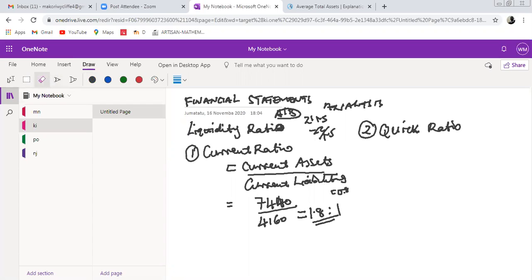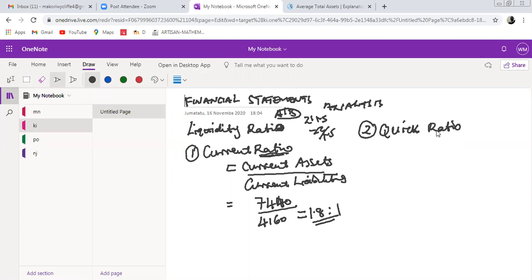Yes, whatever answer you get, you put "is to 1". Actually, it is to 1, so that it is in ratio form. If we just write 1.8, it is not in ratio form, and we are talking about the current ratio. So our answer should be in the form of a ratio.